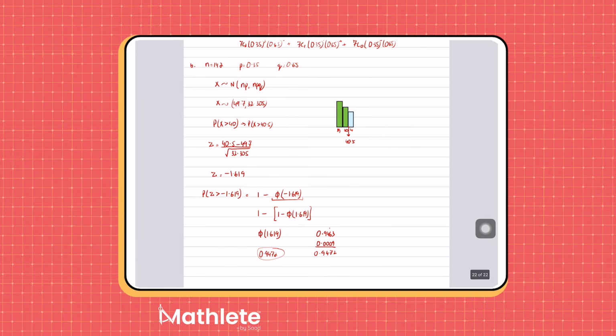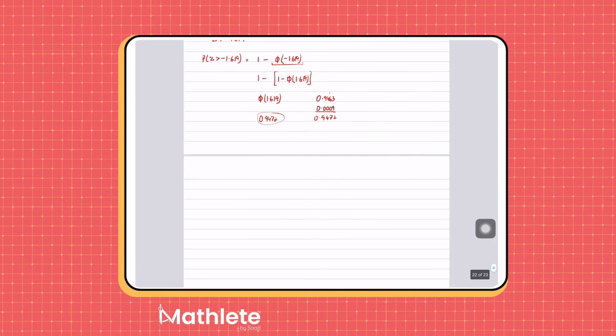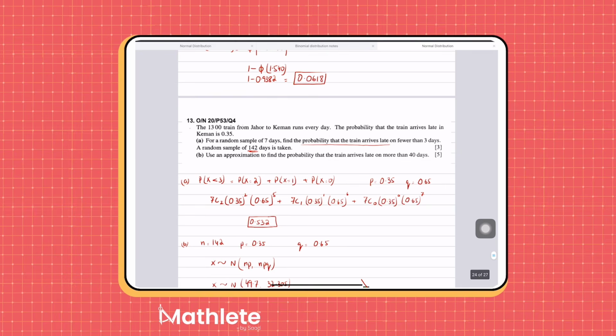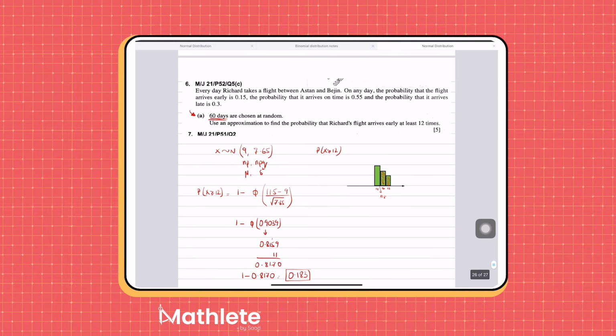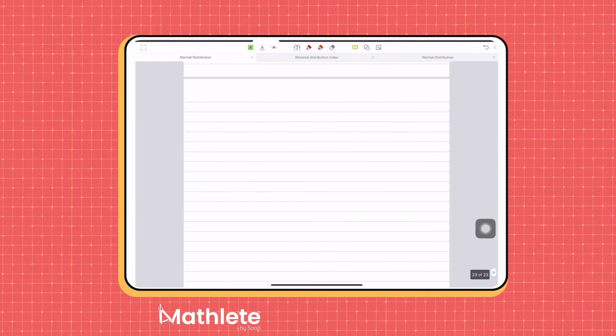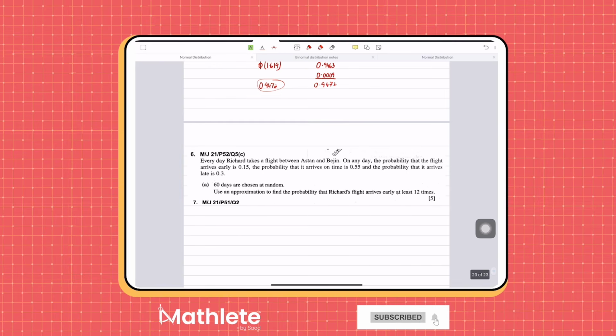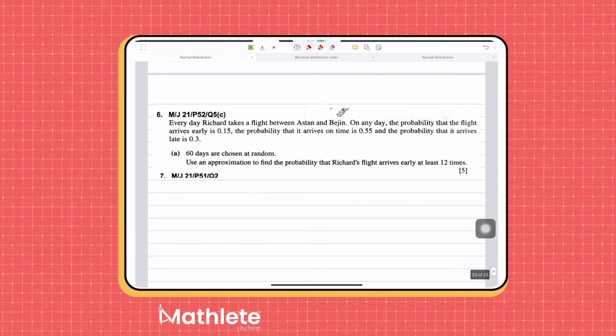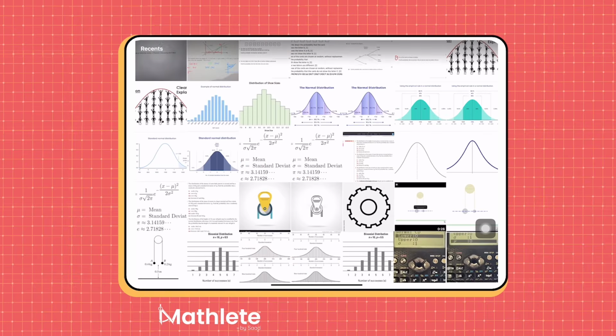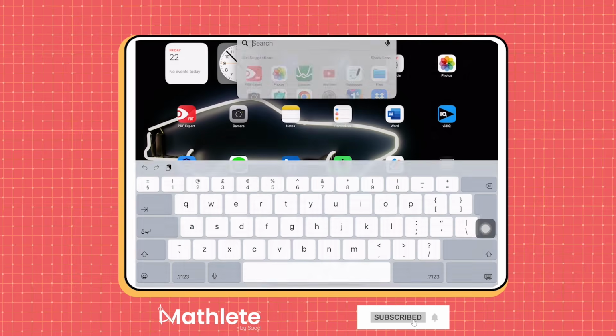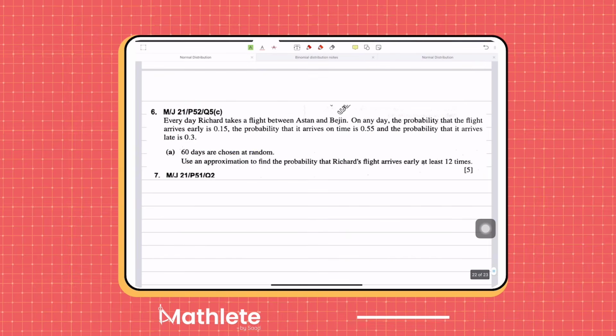Now let me give you guys one more question. In this question also, once again, we're jumping straight to the normal approximation part. Okay, I hope everyone's done.